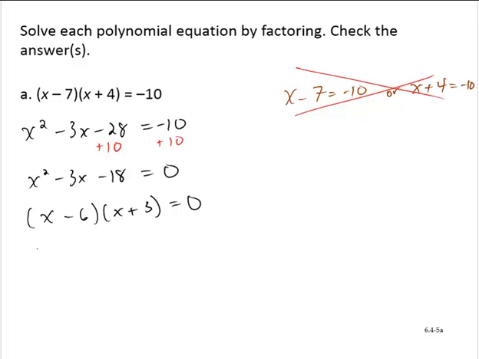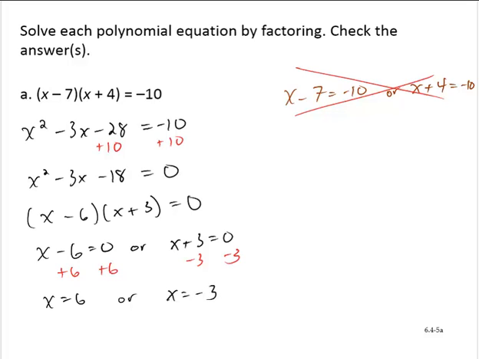Using the zero product property, x minus 6 is 0, or x plus 3 equals 0. Solving each of these resulting equations, adding 6 on the first equation, subtracting 3 on the second equation, yields x equals 6, or x equals negative 3.